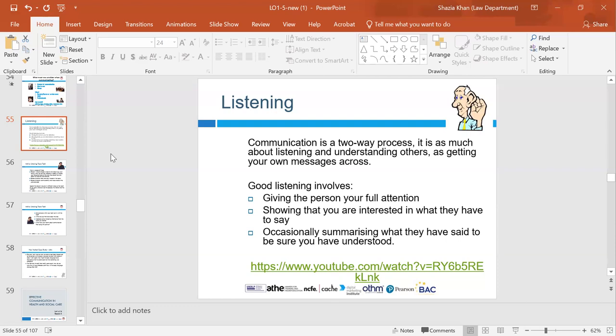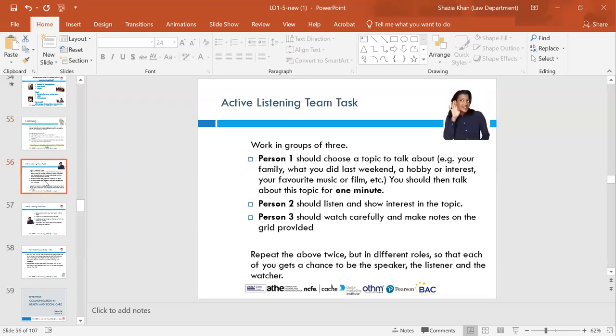You need to show that you are listening, and you need to show that you are involved and fully connected with the individual when talking to them. There's a video and a link there that you could go on to when looking at listening as a communication skill. There's also an active listening task, and you can do this in your own time. I'll just go through that.